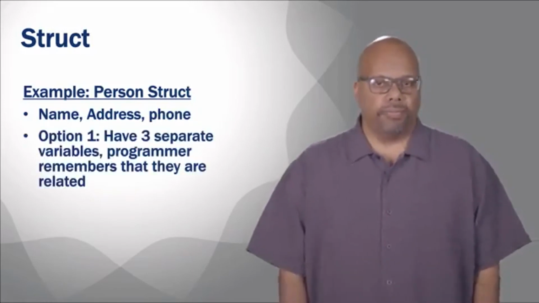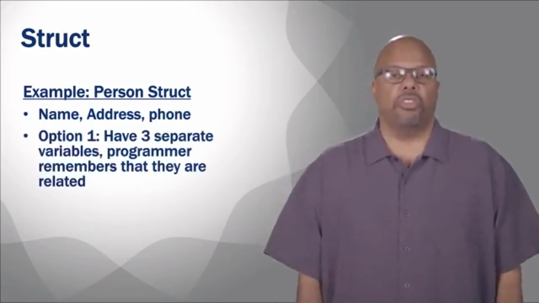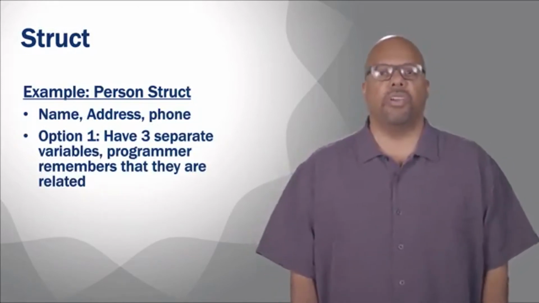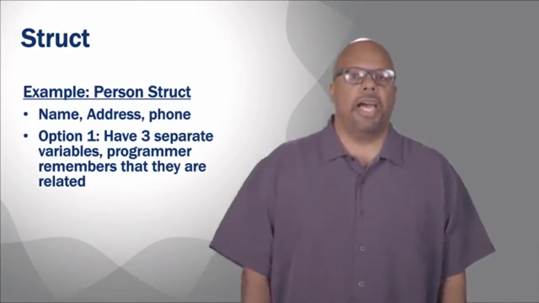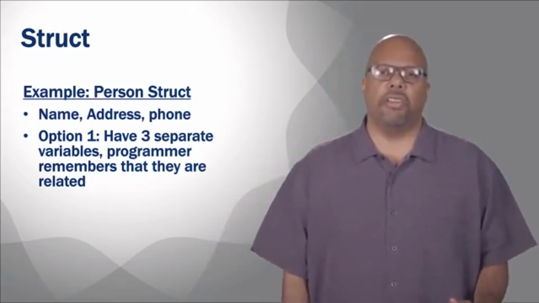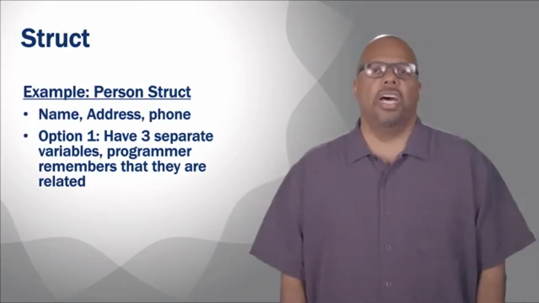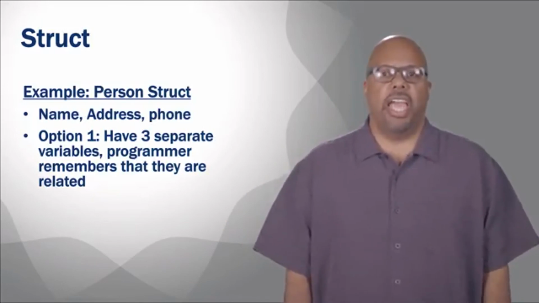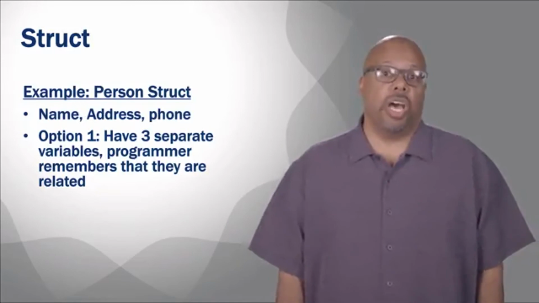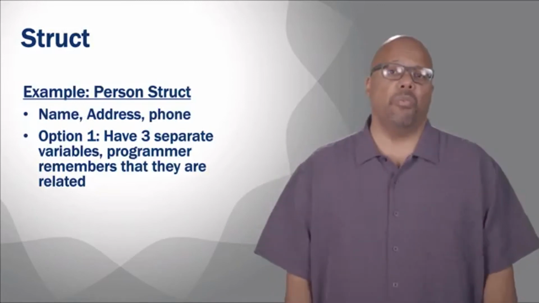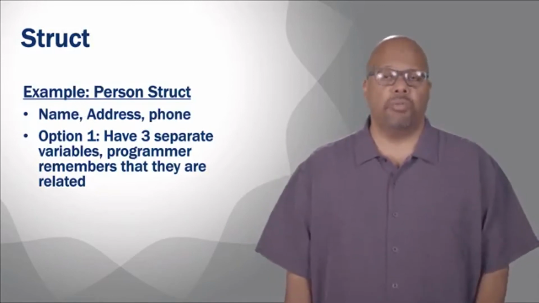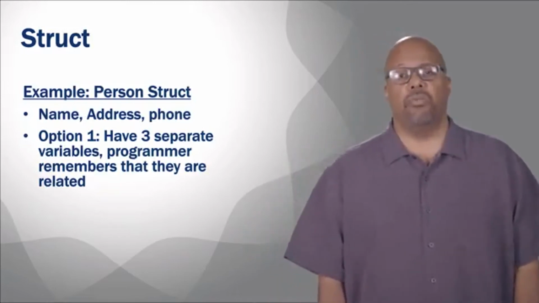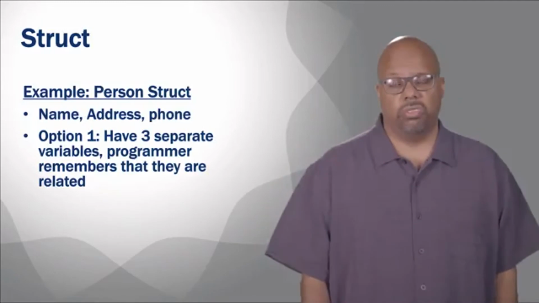So one option would be to have three separate variables. For every person, I'll have three separate variables, and the programmer has to remember that they're related. So maybe I have name1, address1, phone1. I have three different values, right? And I put a one after all of them, so I as a programmer can remember, okay, this is name1 and address1 and phone1. They must be related. They all have one after them. And then the next person I make, I'll call it name2, address2, phone2, and so on.